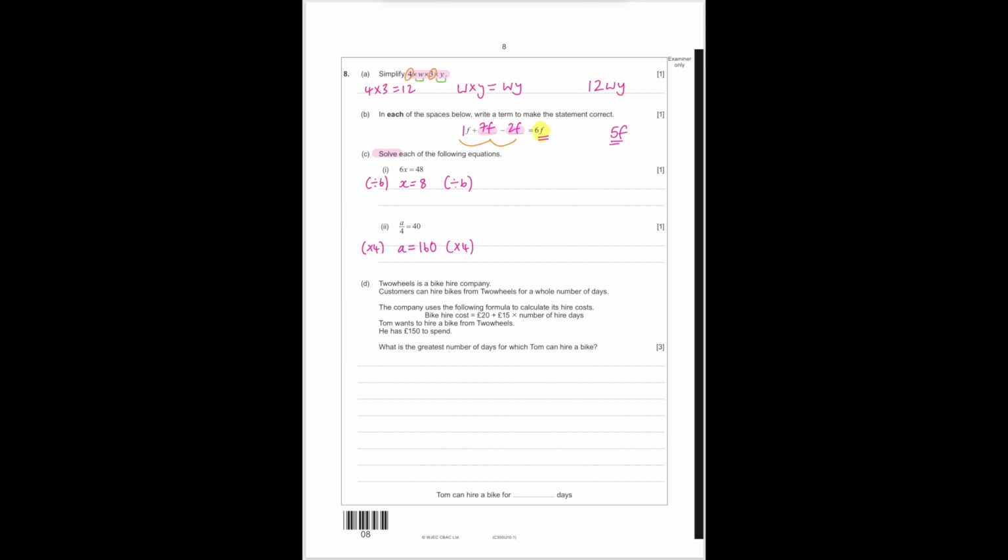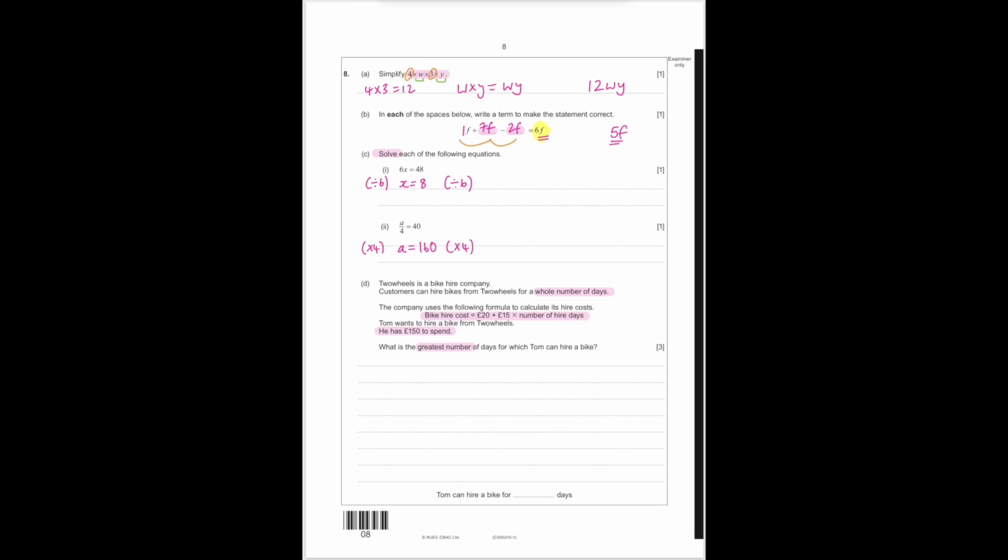Part D. Two Wheels is a bike hire company. Customers can hire bikes from Two Wheels for a whole number of days. The company uses the following formula to calculate its hire cost. The bike hire cost is equal to £20 plus £15 times the number of days. So £15 per day, and then a standard fee of £20 on top of that. Tom wants to hire a bike from Two Wheels. He has £150 to spend. What is the greatest number of days for which Tom can hire a bike?